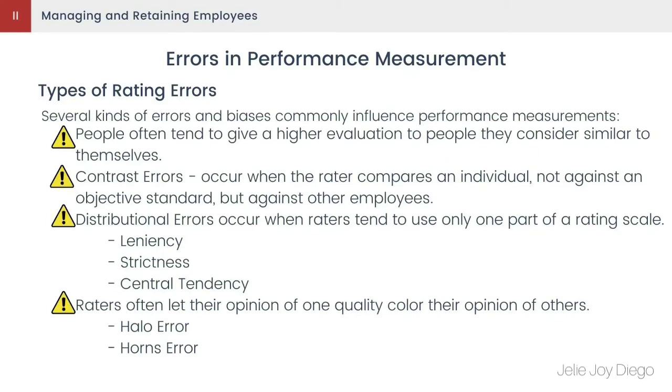Presented are common types of rating errors. Rating errors occur when people often tend to give a higher rating to people they consider similar to themselves. Inaccuracy, such as contrast error, occurs when the rater compares an individual, not against an objective standard, but to other employees. Another rating error is the distributional error, which occurs when raters tend to use only one part of a rating scale. This makes it difficult to compare employees rated by the same person.